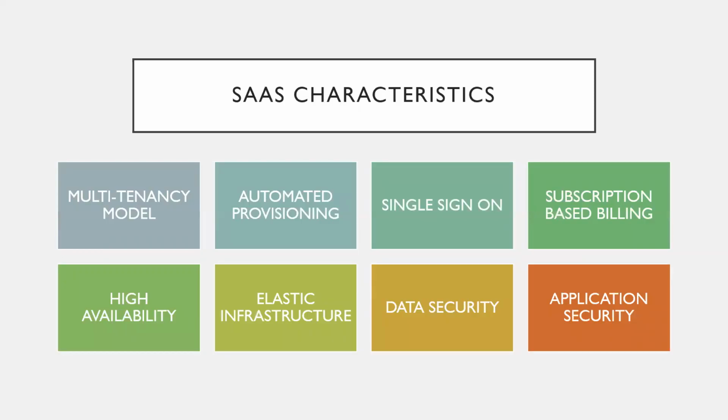So here are the SaaS characteristics. Number first is the multi-tenancy model. Multi-tenancy is a kind of software architecture in which a single deployment of a software application serves multiple customers. Each customer is called a tenant.